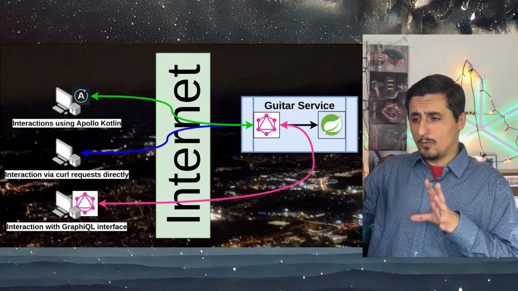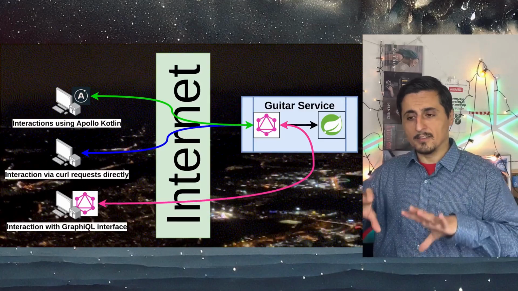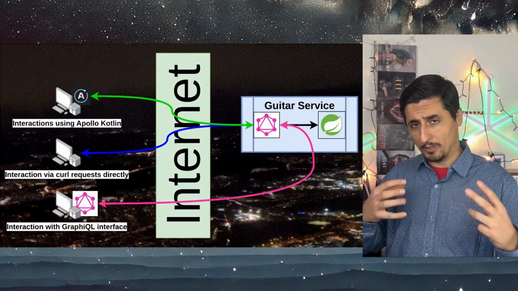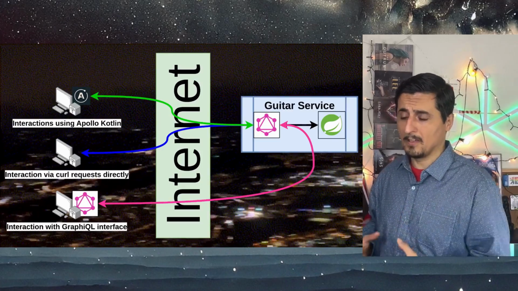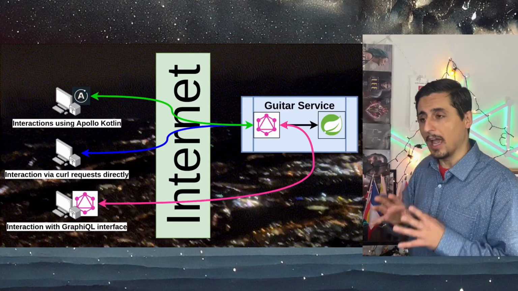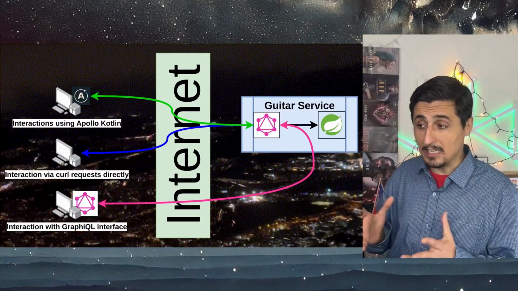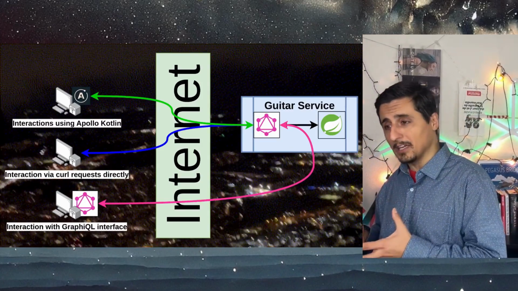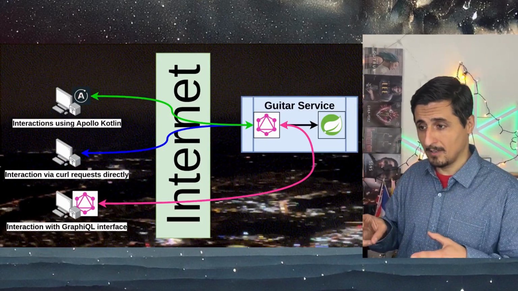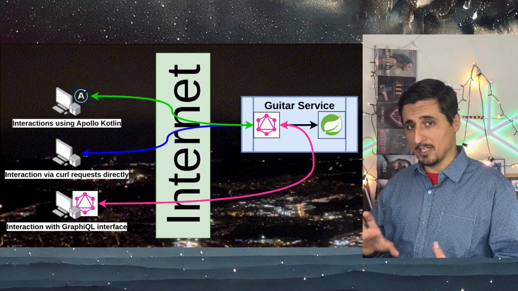What we've got represented here is the 3 different examples and the requests going through the internet, through the wire. We're doing them locally in this case. And we are accessing our guitar service, which is a Spring Boot application with GraphQL as an interface. So this is all that it represents.